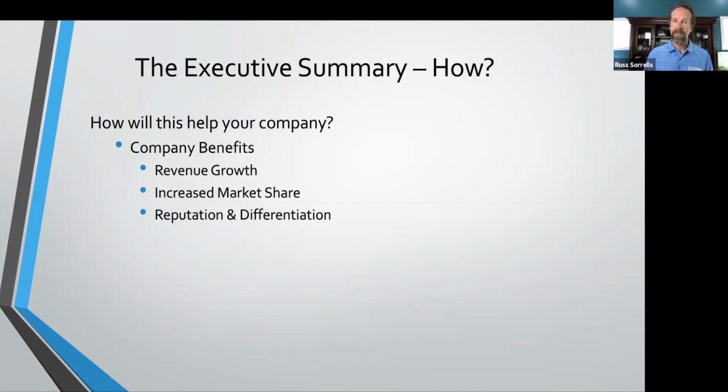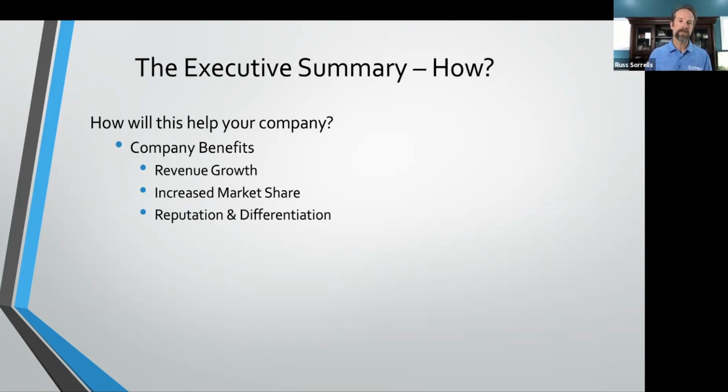Oftentimes, the company benefits are going to be just what we talked about earlier. Increased revenue. So you're going to grow your revenue. You're going to increase your market share. Very important. Let's say you're going to take on this new product. It gets you into a new market, and that allows you to begin to capture market share there. Or maybe you're going to take market share from one of your suppliers, one of your competitors.